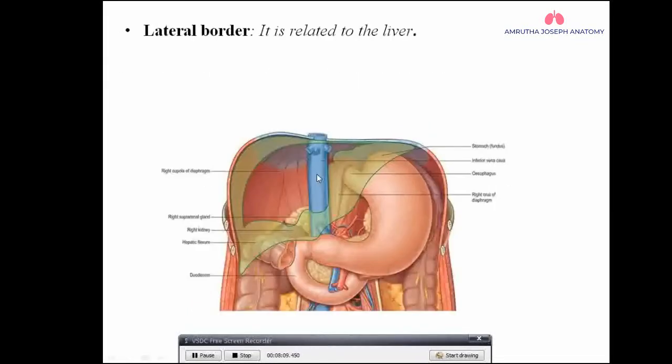Lateral border is related to the liver. Here the liver has been removed and this area is the lateral border, so it is related to the liver. This is the right kidney.